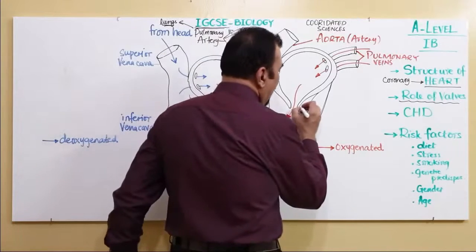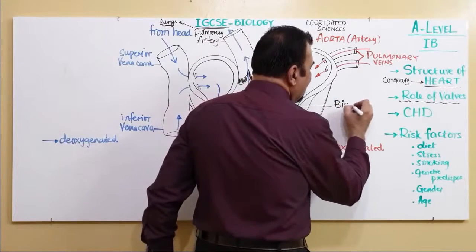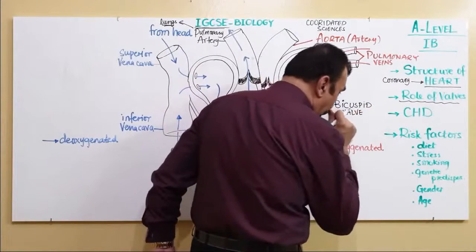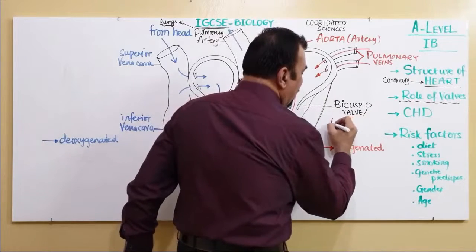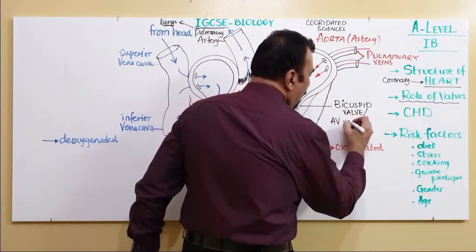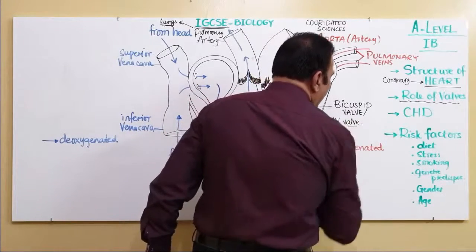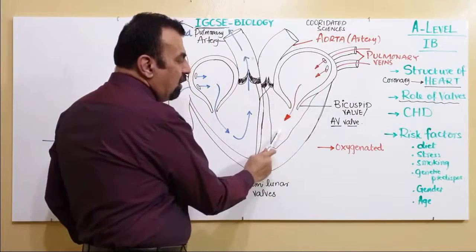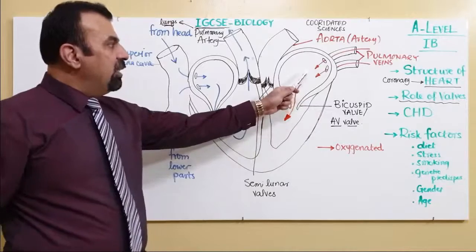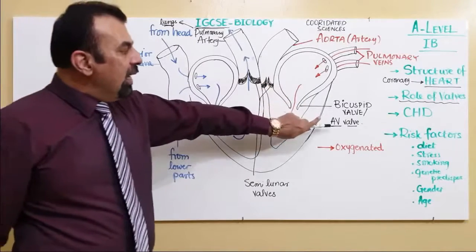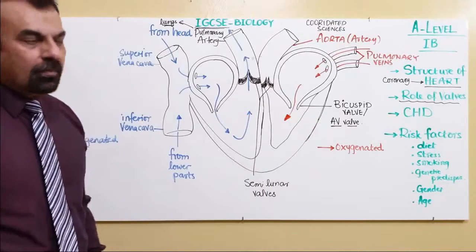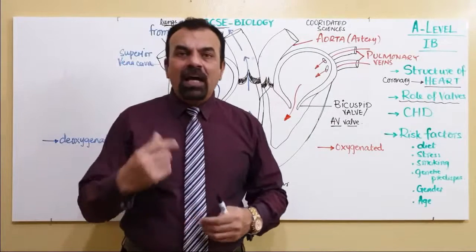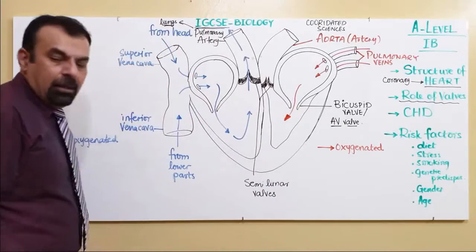This valve is called a bicuspid valve. It is also called an atrioventricular valve. Why is it also called an AV valve? Because this valve is between the atrium and the ventricle. A valve present between the atrium and ventricle is called an atrioventricular valve. And its other name is bicuspid. Why is it called bicuspid? Bi means two.